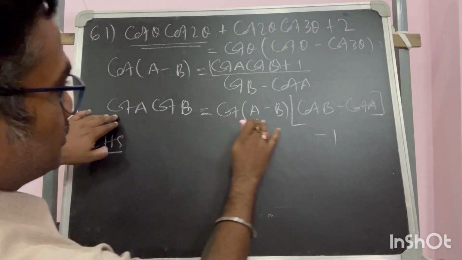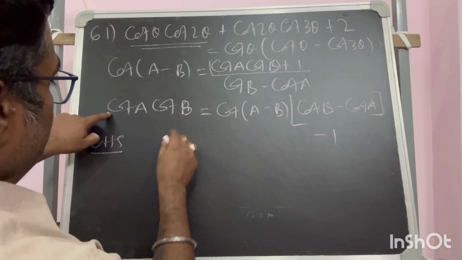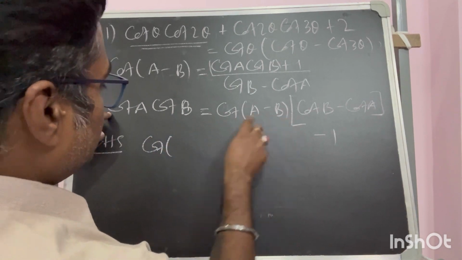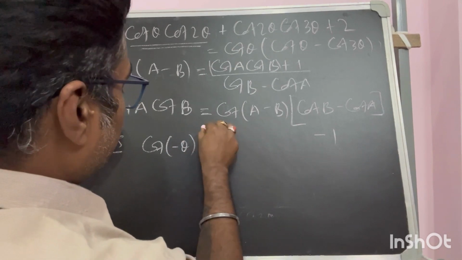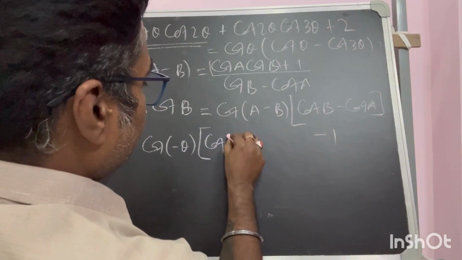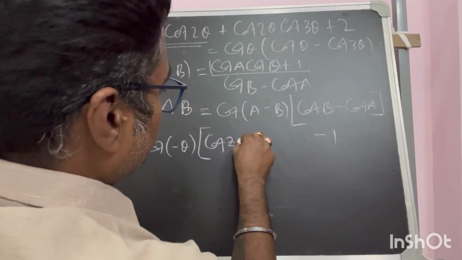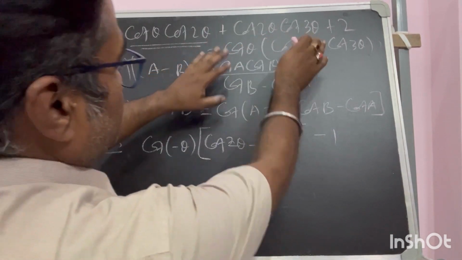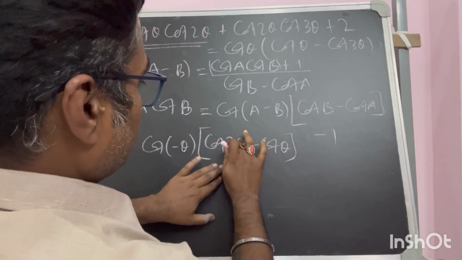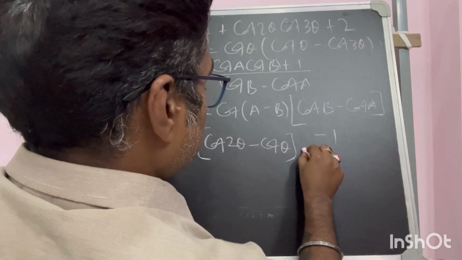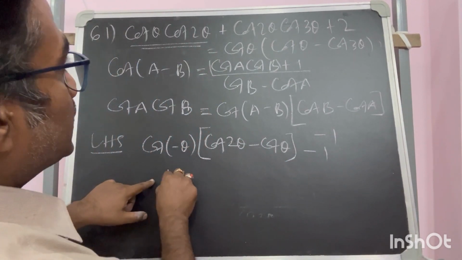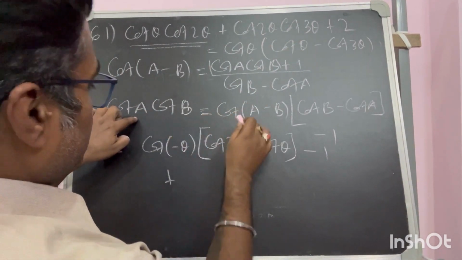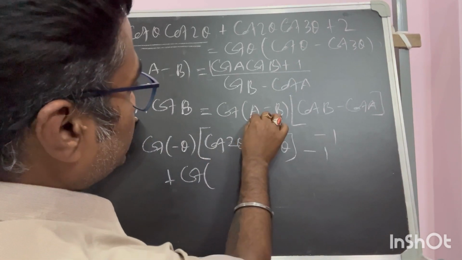Now if I use this, cot theta cot 2 theta will become what? Cot of theta minus 2 theta minus theta, and this inside bracket will become what? Cot of 2 theta minus cot of theta. So just to isolate the angle, I am using the formula, and this minus 1 plus second part. What is that? If I put cot 2 theta cot 3 theta, it will again become 2 theta minus theta.